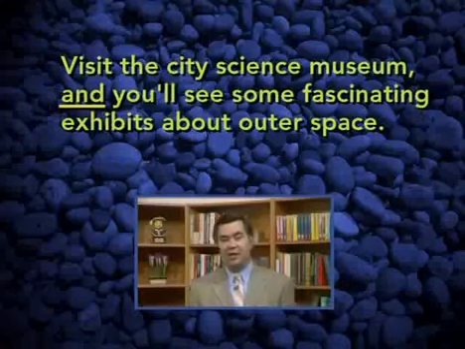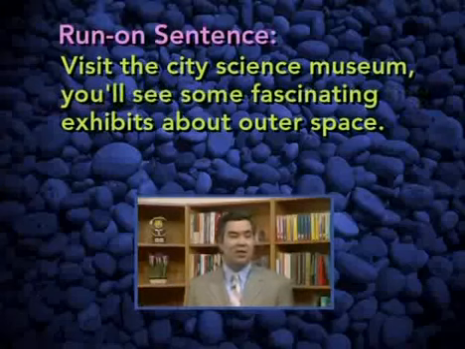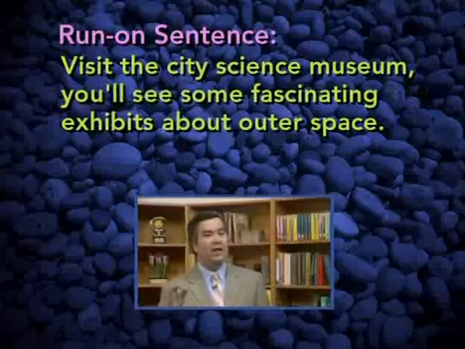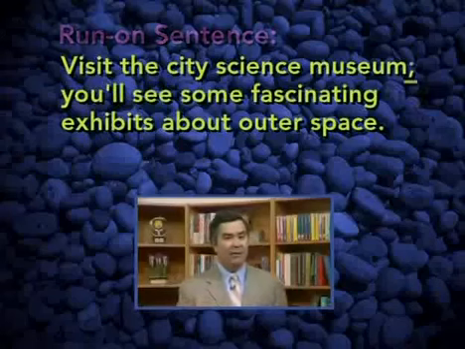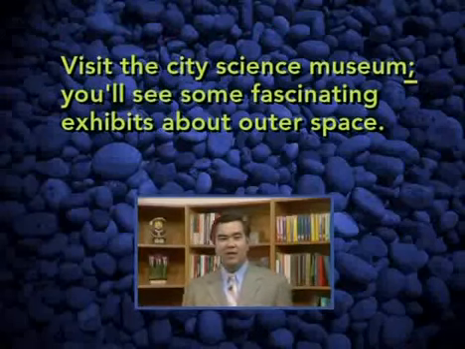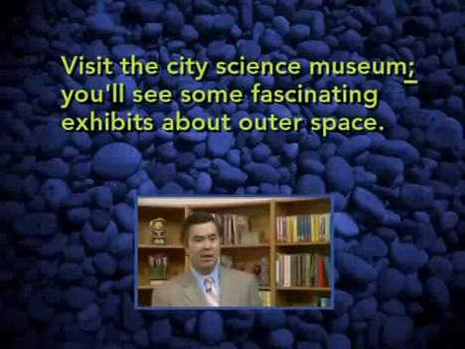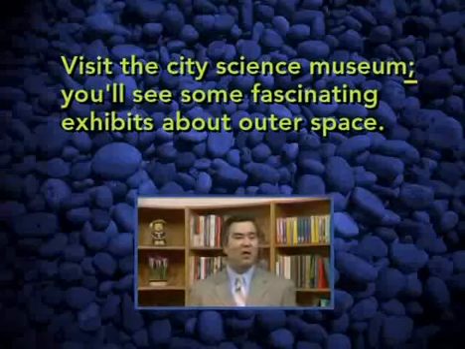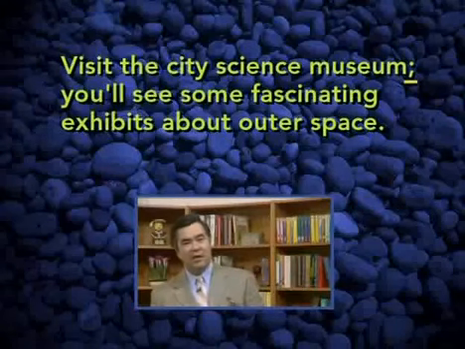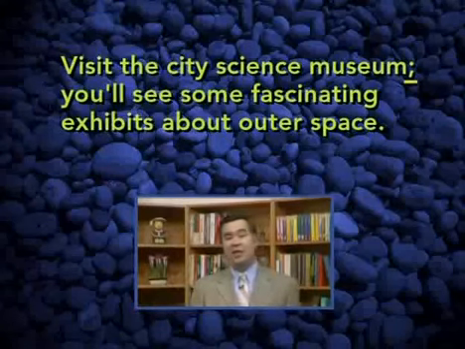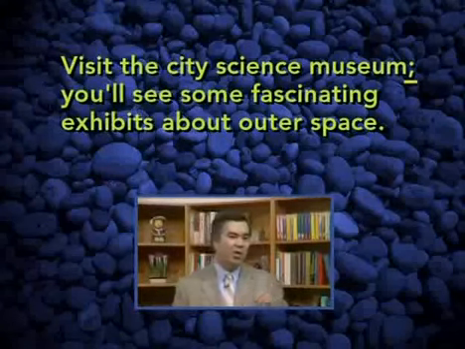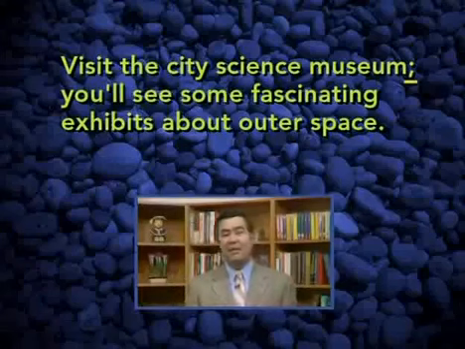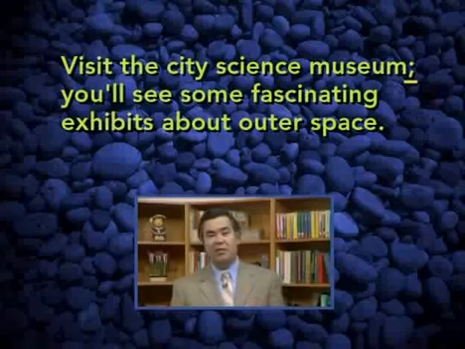exhibits about outer space. Another way to correct the run-on sentence would be to substitute a semicolon for the comma. Then the sentence would read, visit the City Science Museum, semicolon, you'll see some fascinating exhibits about outer space. That would also be correct. There's another program in this series that deals with punctuation, and we'll talk in more detail about the semicolon in that program. But for now, here's an important tip to remember.